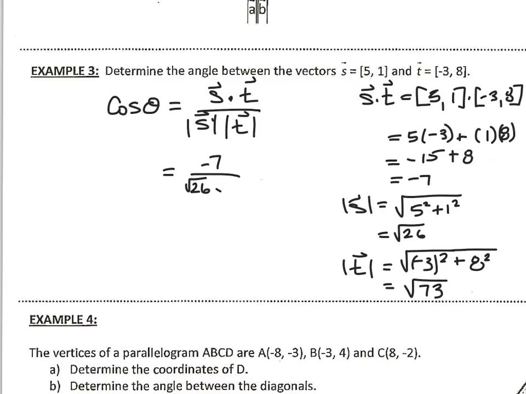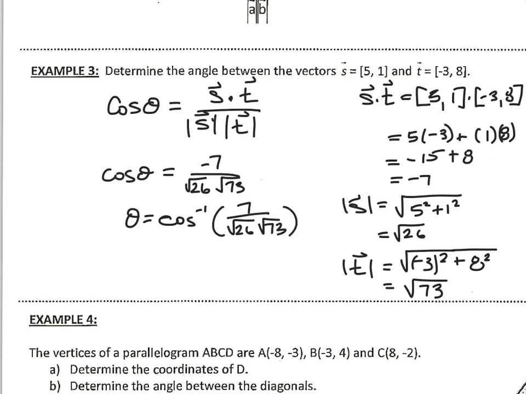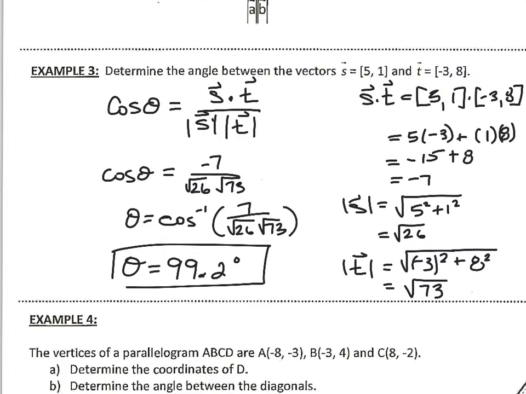Square root of 26 times square root of 73, and we're looking for cos of theta, and then theta is equal to the inverse cosine of that. You don't need to work this out until the end. You can do all of this on your calculators without having to get decimals and write down all these numbers. Just type it all in at once, and we should be getting 99.2 degrees. Check that with your calculators, make sure you're getting the same answer.